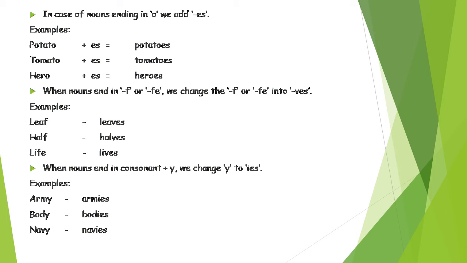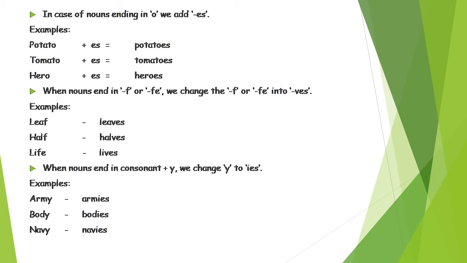In case of nouns ending in o, we add es to them. For example, potato changes to potatoes by adding es. You can observe that potato in the singular form ends with o and is turned into its plural form by adding es at the end of it.